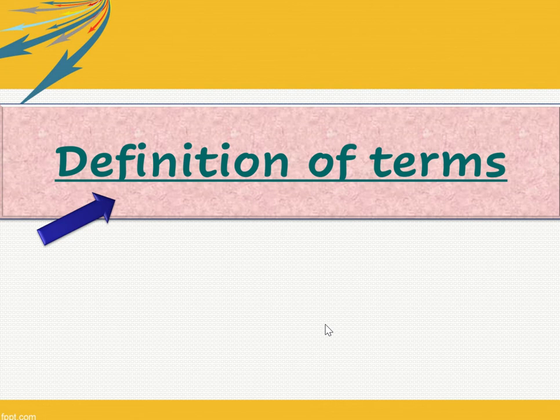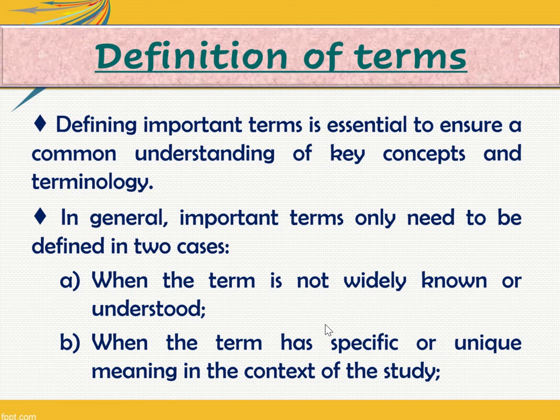And finally, the last section of chapter 1 is the definition of terms. For the definition of terms, we have discussed this also in our Nursing Research 1 lecture, right? About the variables. Defining important terms is essential to ensure a common understanding of key concepts and terminology so we are on the same page when we are going to talk about the variables of your study. What we are discussing should not differ in the definition of the variables. That's why we have this definition of terms.